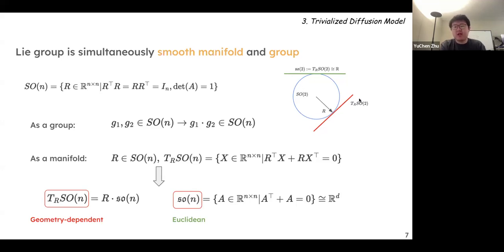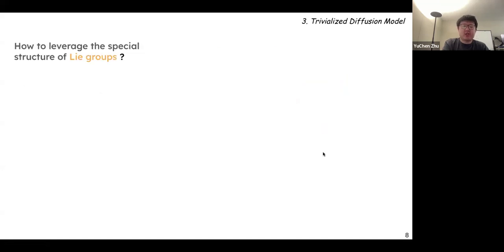As you can see, you can think of this red line as this green line, this linear space rotated by the angle R to this position. So explaining what we're seeing here, this is the spectral structure of Lie groups that usually a general manifold does not have.